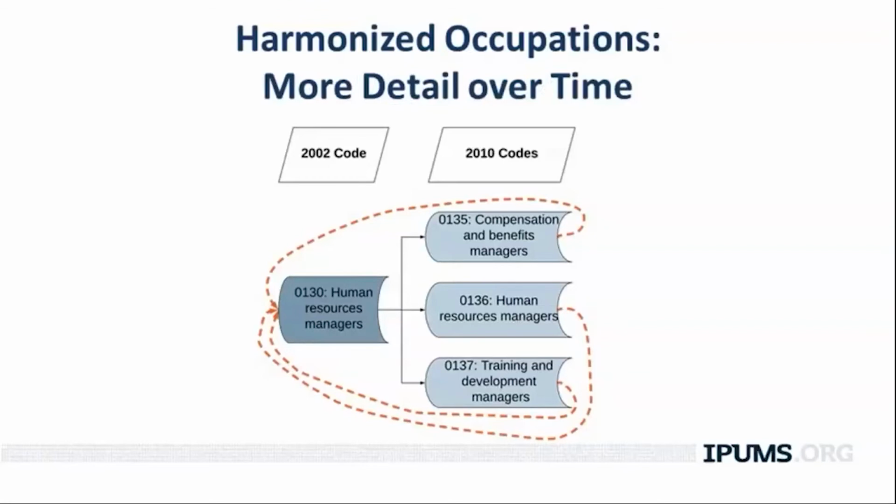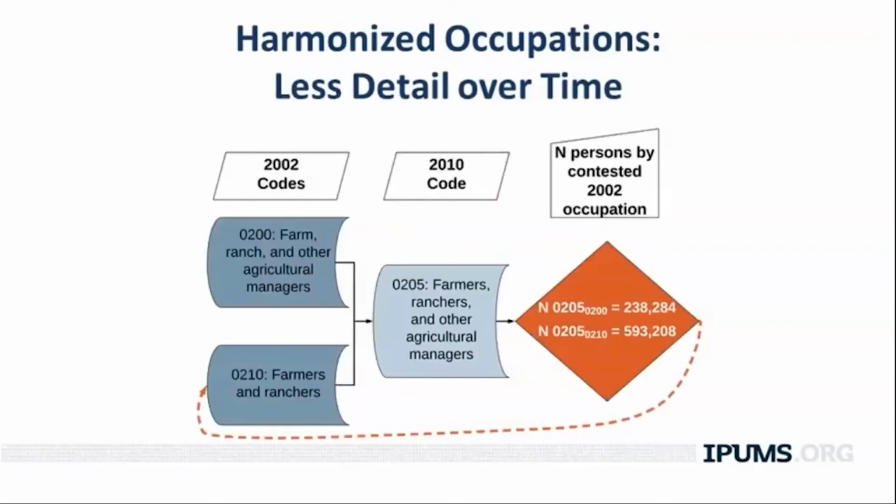the single 2002 code. Now here's an example of occupations that were separate in 2002 and got combined in 2010. Now to harmonize the 2010 codes into the 2002 scheme, we have to make a choice between which of the 2002 codes to assign that single 2010 occupation code to. We use the Census Bureau crosswalks along with occupation size to make this decision.